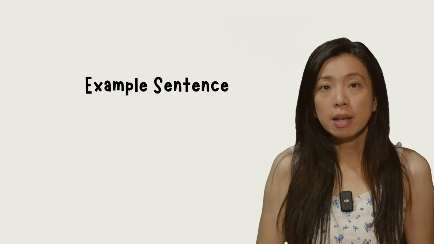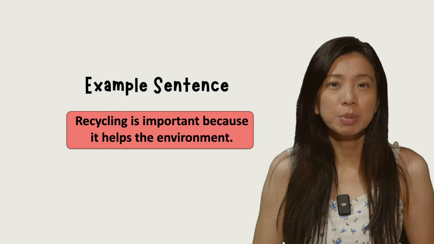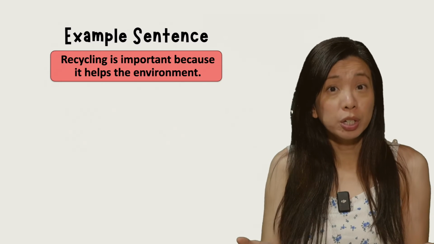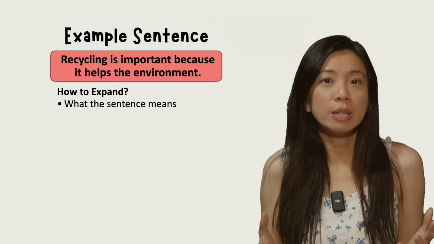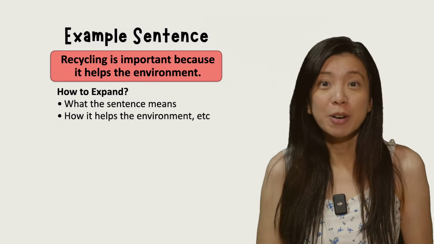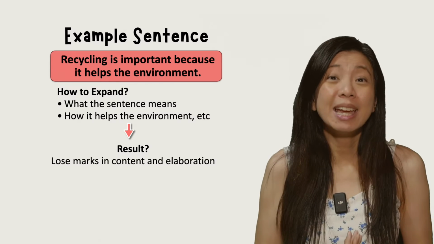Take a look at this example written sentence. Recycling is important because it helps the environment. So the sentence is good, but there are a lot of things that we can expand on, because we can talk about what this sentence actually means, or how recycling helps the environment. So when we don't expand, we lose a lot of marks for content and elaboration.